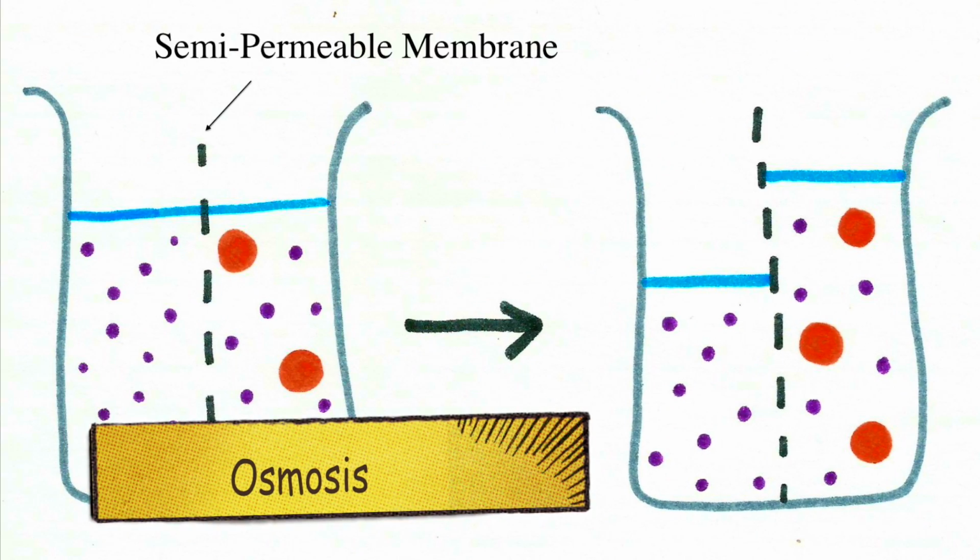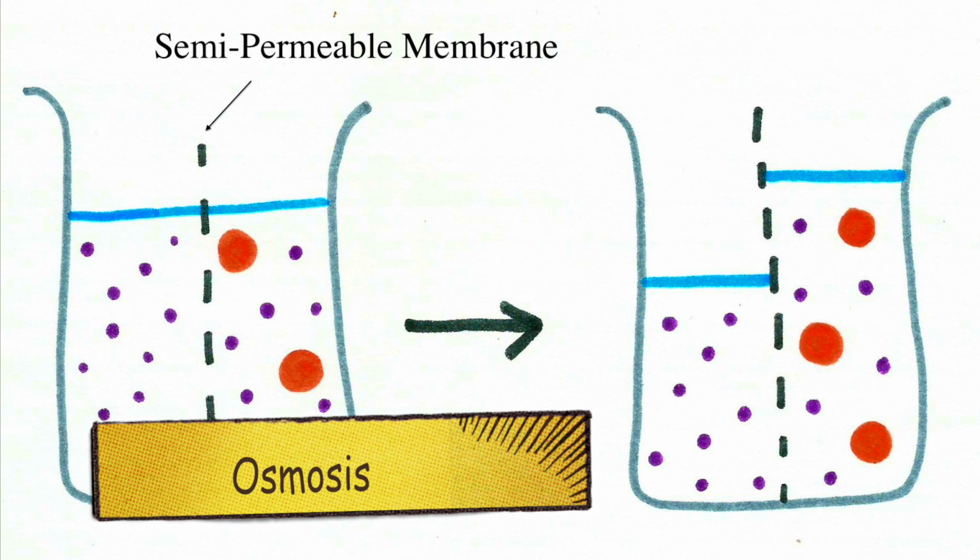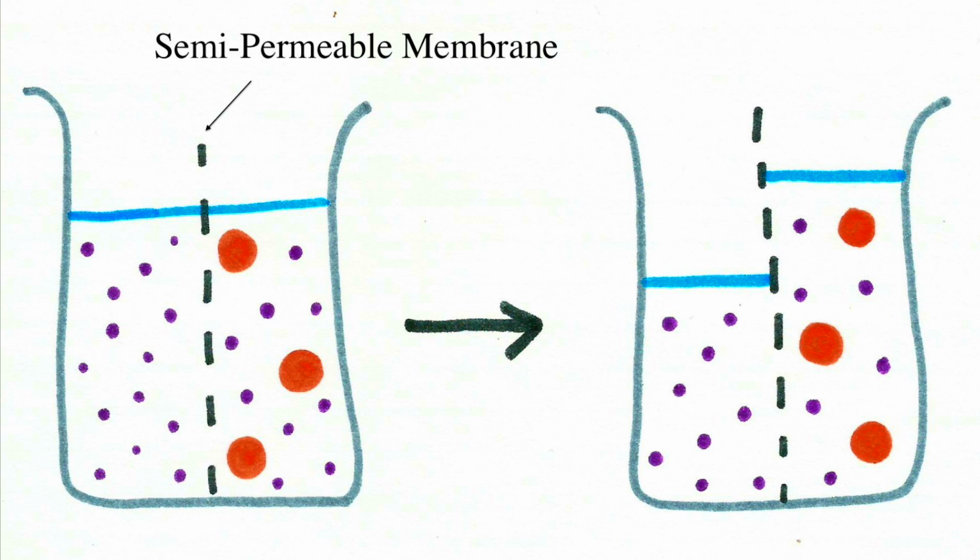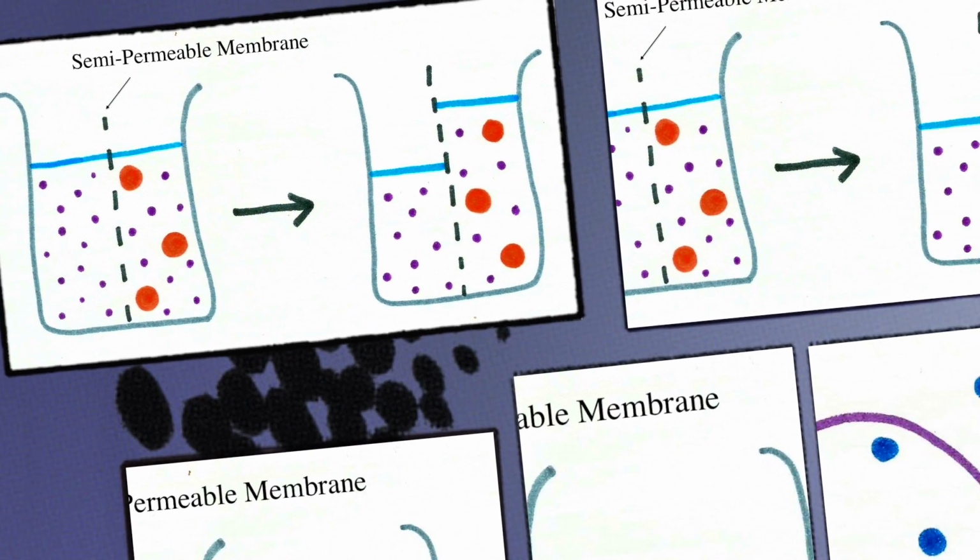Osmosis is the diffusion of free water across a selectively permeable membrane. In general, water will move from solutions with a low solute concentration, or ones that are hypotonic to it, to solutions of high solute concentration, or ones that are hypertonic to it.